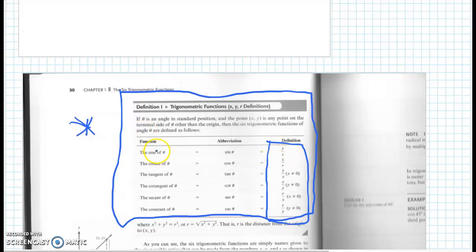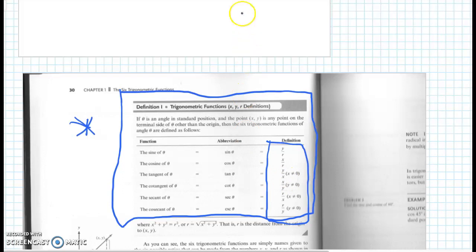This is sine. Sine of theta, we write it this way. We say it out loud, the sine of theta, but we write it symbolically as sin with a theta. Sine of theta equals, and this is its definition. It's a combination of y and r as a ratio. Cosine is defined as x and r as a ratio. Tangent is y over x as a ratio.